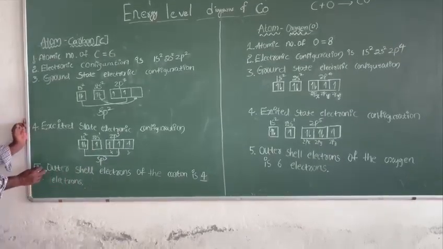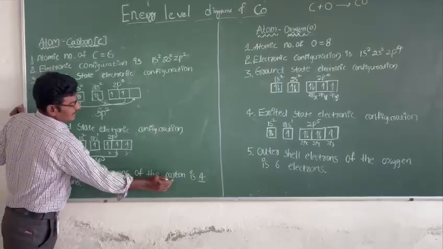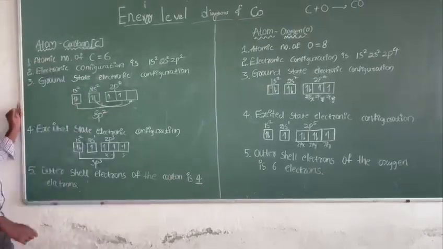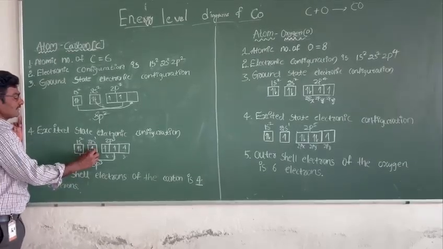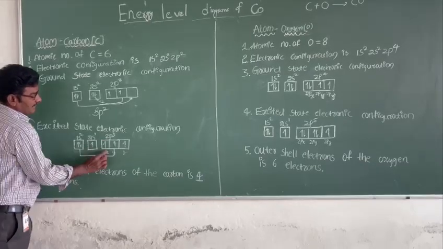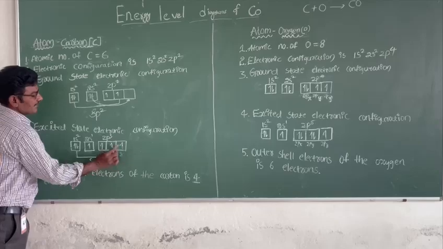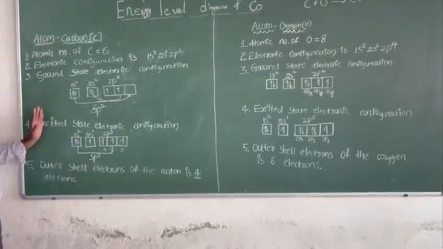What are these 4 electrons? The outer shell electrons of carbon are 4, and they are single electrons: 2s1 has 1 electron, 2px 1 electron, 2py 1 electron, 2pz 1 electron. Totally 4 electrons. This is carbon.